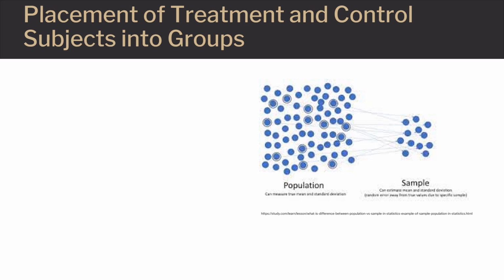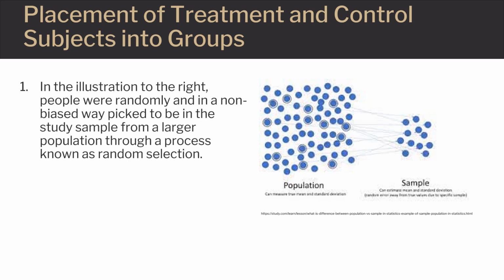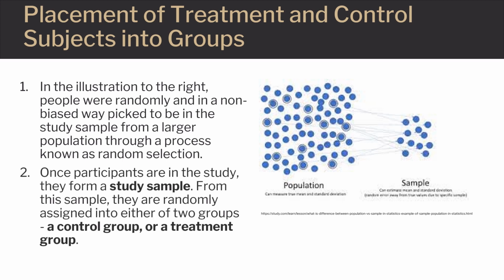Randomized assignment is illustrated in this slide. People out of a population were randomly and in a non-biased way picked to be in the study and are known as a study sample, which are taken from a larger population. The process of randomized assignment helps ensure both internal and external validity of a study.